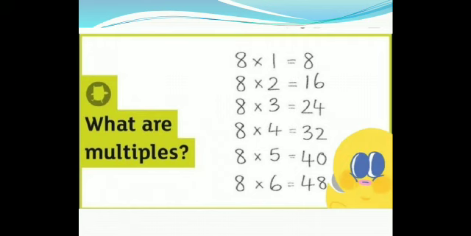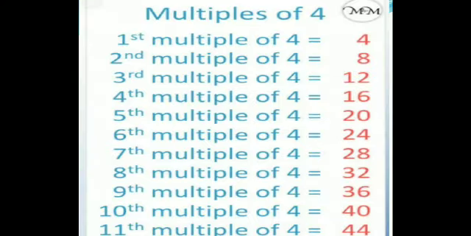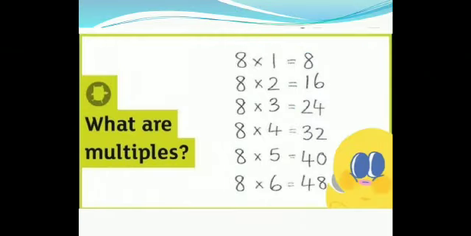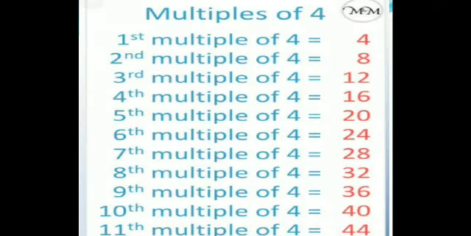And you people can see here the first multiple of a number is the number itself. So first multiple of 3 is 3, first multiple of 4 is 4, first multiple of 8 is 8, and all other multiples are bigger than that number. So here we can see the first multiple of 4 is 4, the second multiple of 4 is 8, third multiple of 4 is 12. So whatever multiple you have to tell, you can find out with the help of the tables only.